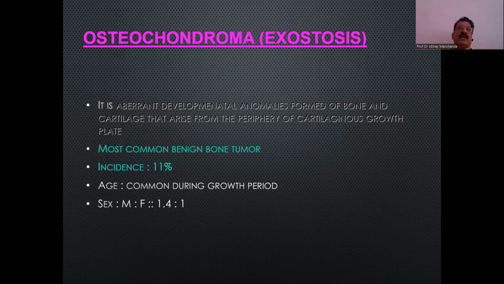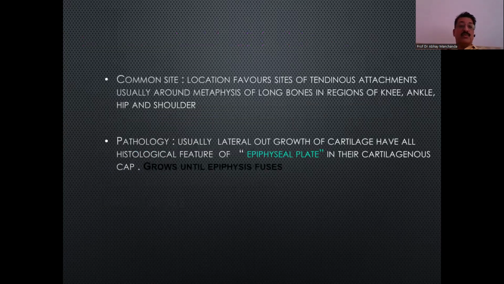It is the most important benign tumor. The incidence is 11% of all tumors. Hence, it is commonly seen in the growth period. Males are more affected, in the ratio of 1.4:1. The most common site is tendinous attachments around the metaphysis of long bones in the region of knee, ankle, hip, and shoulder. In pathology, you usually find lateral outgrowth of cartilage having all the histological features of the epiphyseal plate in its cartilaginous cap.